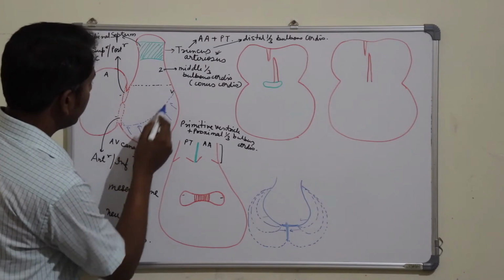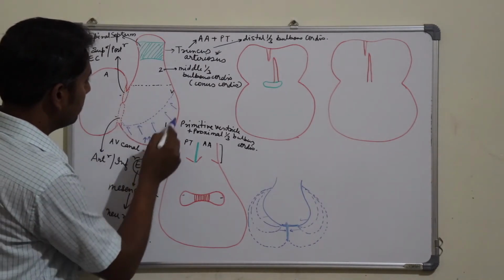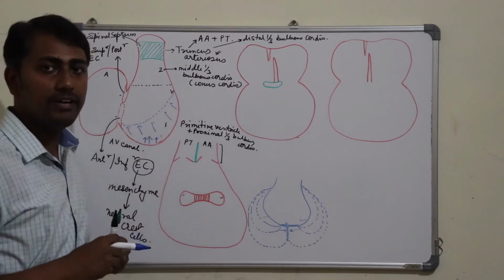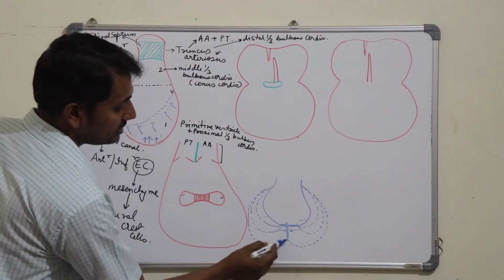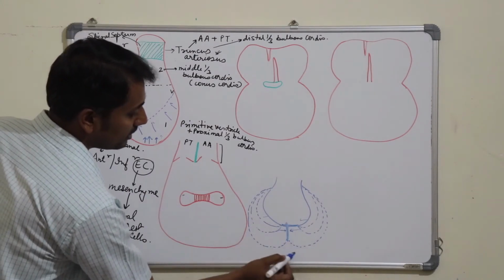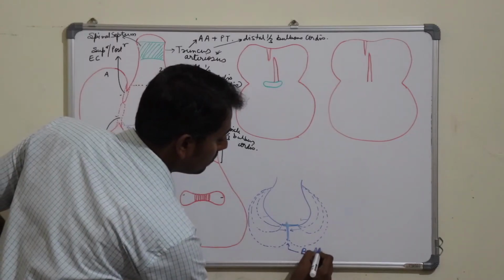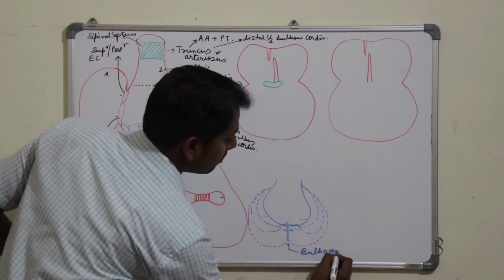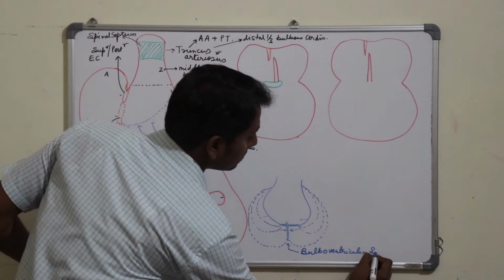So, here we can see that this muscular interventricular septum is partially dividing the ventricular cavity into two parts. On the external surface of the heart, this muscular interventricular septum corresponds to the bulboventricular sulcus.